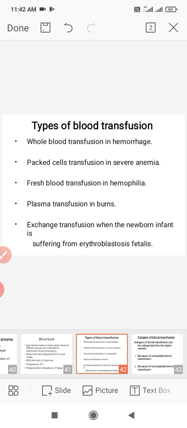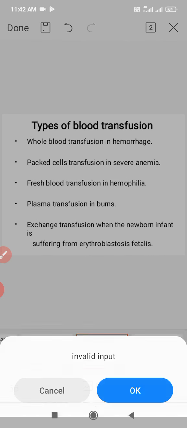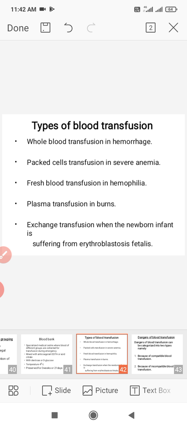Types of blood transfusion. When blood transfusion is required, in hemorrhage whole blood transfusion is required. In a condition like anemia, they give only packed cells, because in anemia RBCs are decreased, right? Fresh blood transfusion in hemophilia. Then plasma transfusion in burns, because in burns the liquid plasma is very important. Next, exchange transfusion when the newborn infant is suffering from erythroblastosis fetalis.